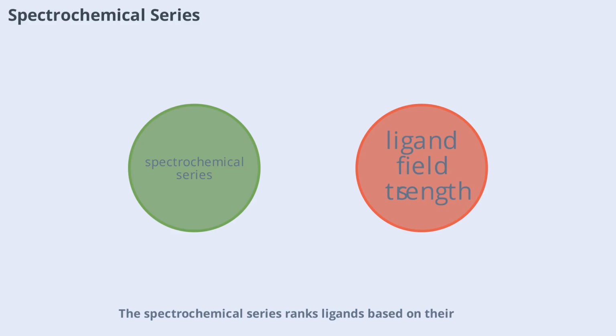Spectrochemical theory ranks ligands based on their ability to split d orbital energy in transition metal complexes. Strong field ligands like cyanide cause large splitting, leading to low spin complexes, while weak field ligands like iodide result in high spin complexes. This theory is key to predicting the properties of coordination compounds.